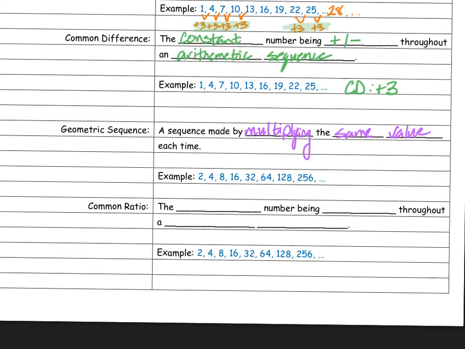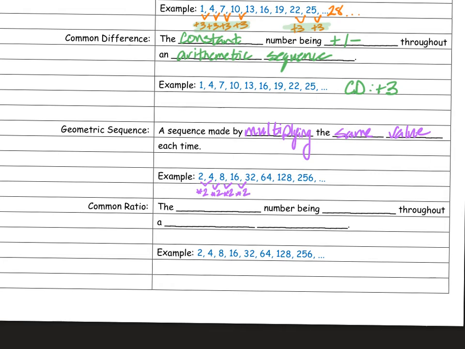So if I look at this sequence, how do I get from 2 to 4? Yes, I can add 2 to get from 2 to 4. But if I add 2 to 4, I don't get 8. So it's not adding 2. Well, how else can I get from 2 to 4? Well, I can multiply by 2. Is 2 times 4 8? Yep, multiply by 2. Is 2 times 8 16? Yes. Is 16 times 2 32? Yes. So how am I getting to each term?